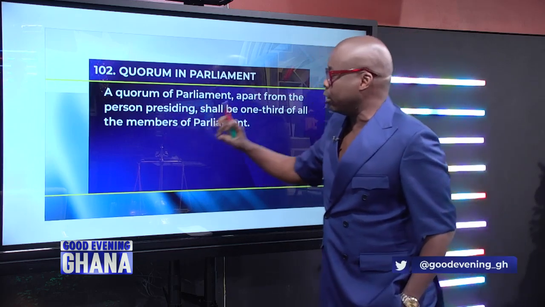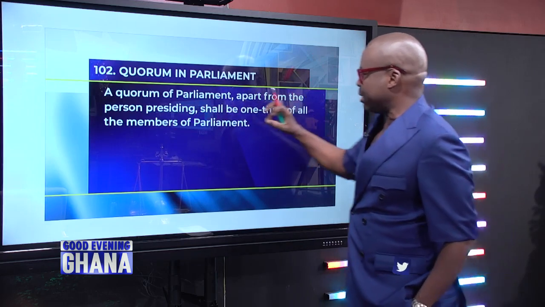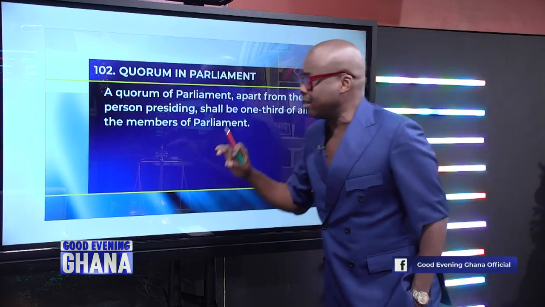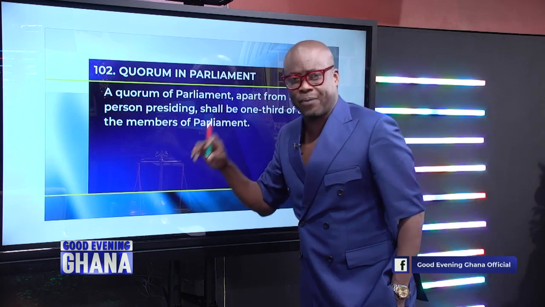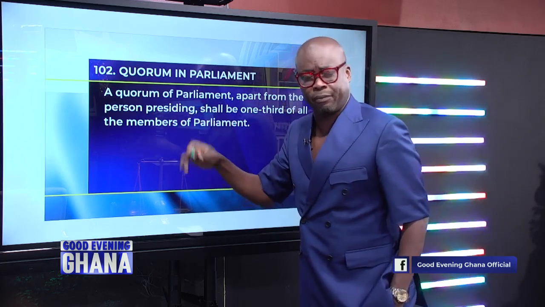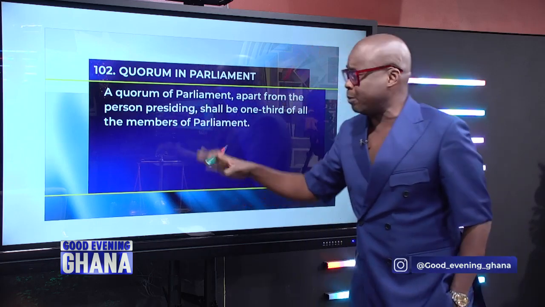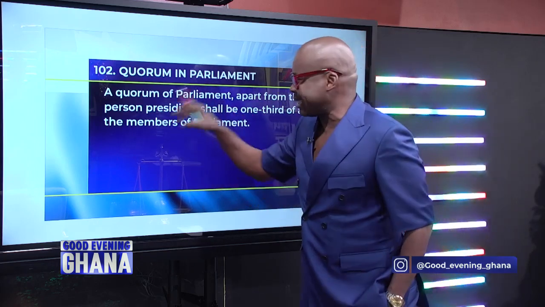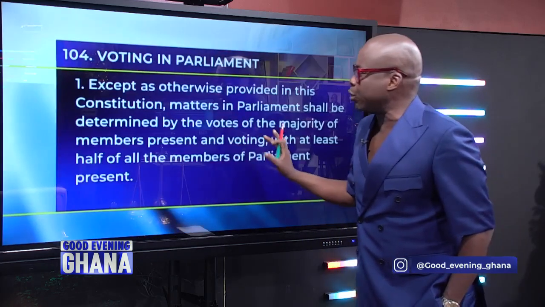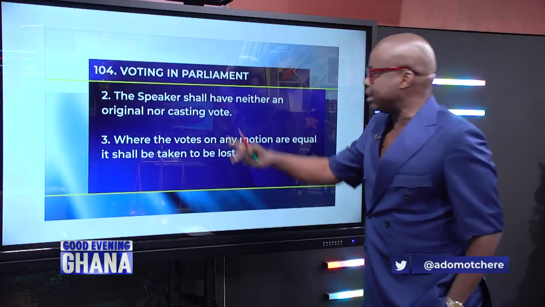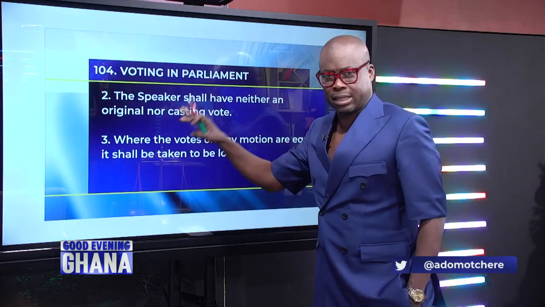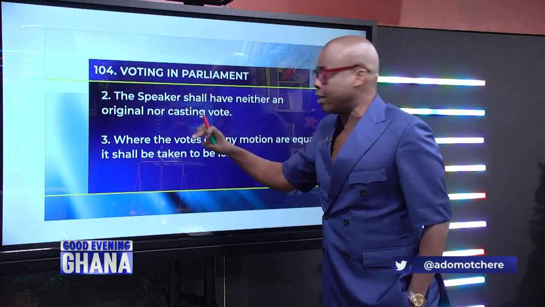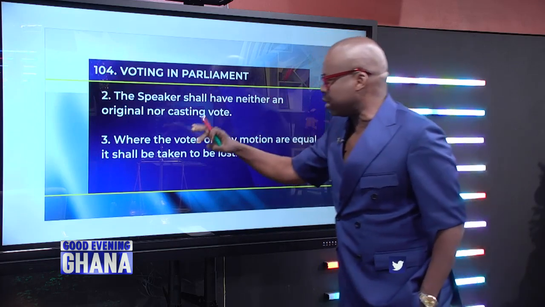They will tell you that for the law to say a person presiding, it means anyone who is presiding. Therefore, this Article 102 refers to the Speaker, first deputy speaker, and the second deputy speaker. It refers to all of them when it says a person presiding. However, when you come to the exceptions, it says the Speaker. It doesn't say the person presiding. It says the Speaker shall have neither an original nor a casting vote.